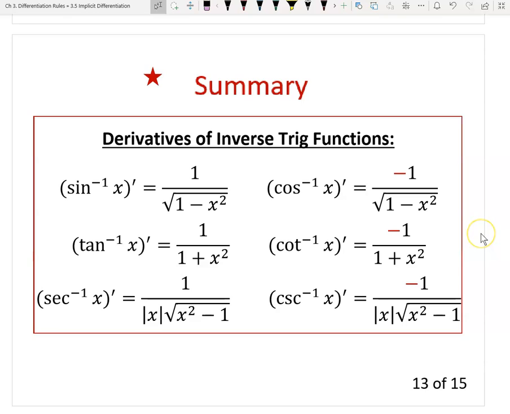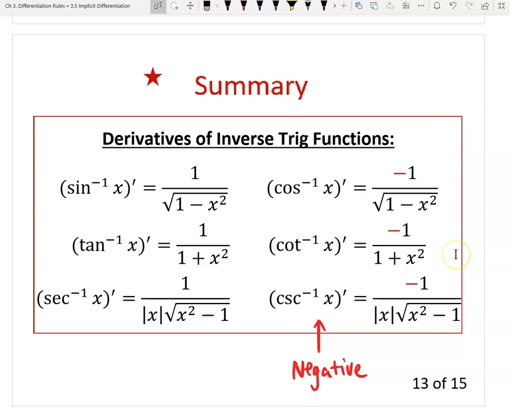Derivative formula. Let me highlight all you need to pay attention to. For these 3 types of the inverse, we have a negative sign. That's for the cofunctions, and that's all for this.